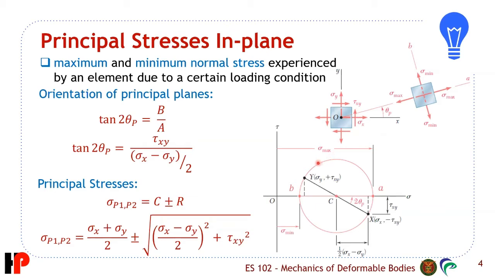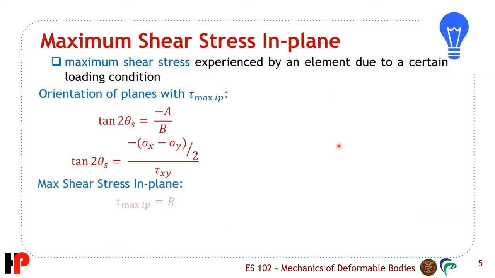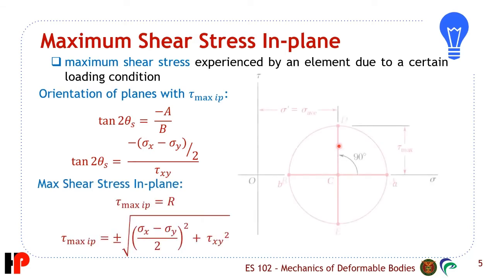So, remember, in the Mohr circle, each point is a face or a plane on the orientation of the state of stress. Now, you can also find the maximum shear stress in plane. So, ito po yung orientation na nasolve natin and then the values. So, remember, your tau max in plane is just the radius.